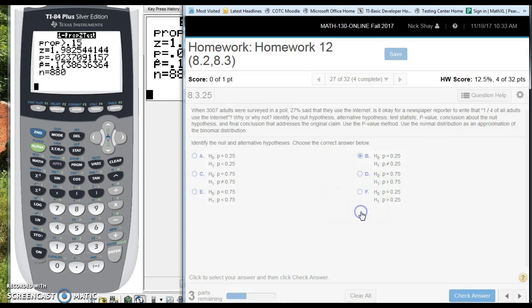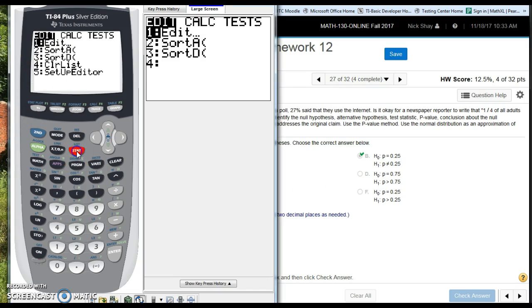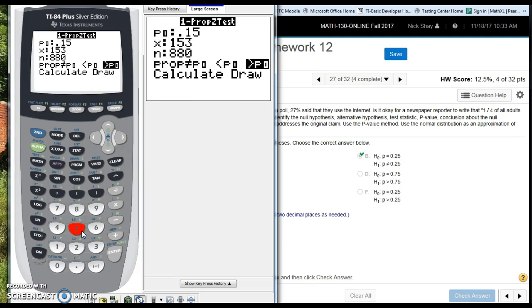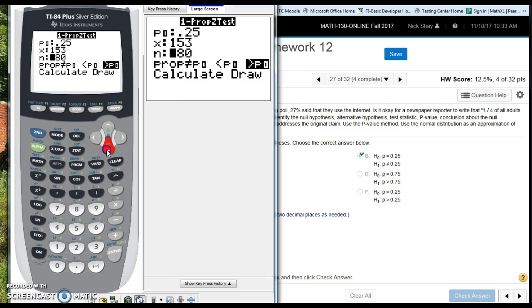Okay, so after that, they're going to ask us to get the test statistic z. This is when we're going to need to do this 1 prop z test. So let's go to stat, go over to test, and it's going to be number 5. What is the p-value that we're testing? 0.25. Now, they don't give you the x value, but what they do say is 27% of 3,007, right? So we asked 3,007, so that's going to be our n value right here.